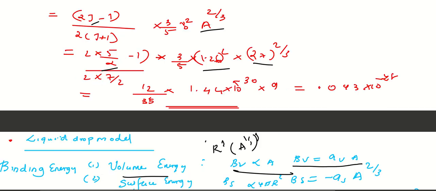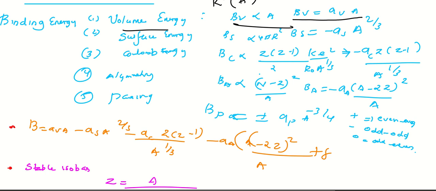And for asymmetry, N minus Z all square divided by A. Okay, so we substitute N as A minus Z, so A minus 2Z is here. So minus A minus 2Z all square divided by A. And for pairing, BP is equal to plus or minus AP, A raised to minus 3 by 4. For even-even it is positive, for odd-odd it is negative, for odd-even it is equal to 0. Okay. So these many terms we have to consider.